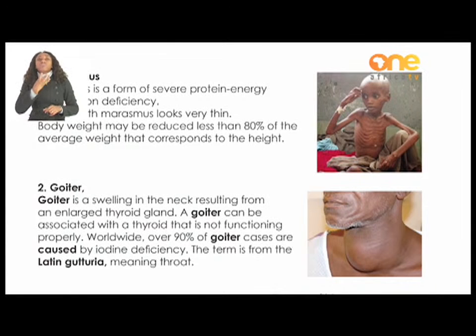This word goiter is a borrowed word from Latin, which means throat. Goiter is a disease of the throat.